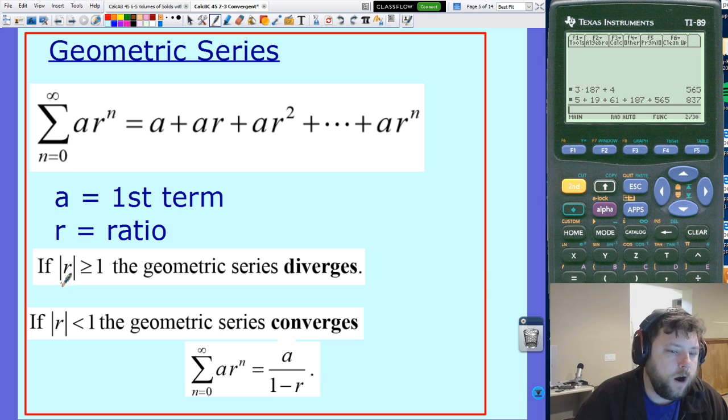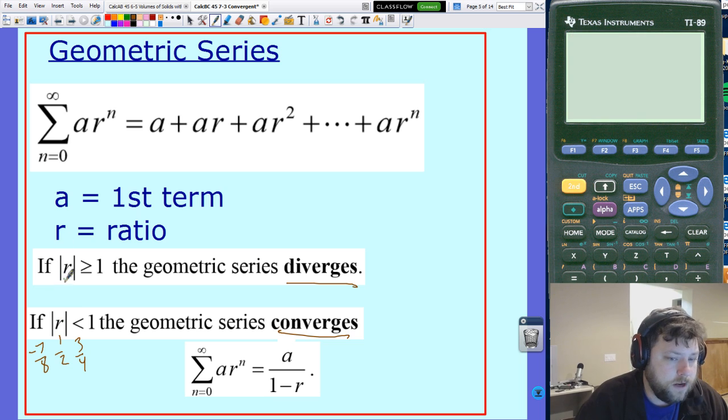If the absolute value of r is greater than or equal to 1, the geometric series diverges. If the absolute value of r is less than 1, the geometric series converges. Basically, if it's a fraction between -1 and 1, it converges. So if r was 1 over 2, or 3 over 4, or -7 over 8, these would converge. If r was 5, or 1, or -2, or -5/4, these would diverge, because their absolute values are greater than or equal to 1.